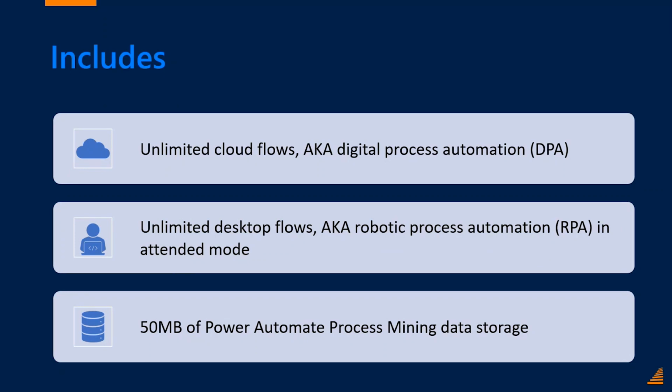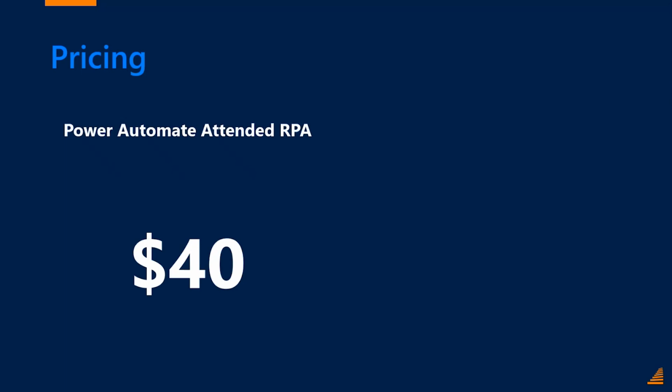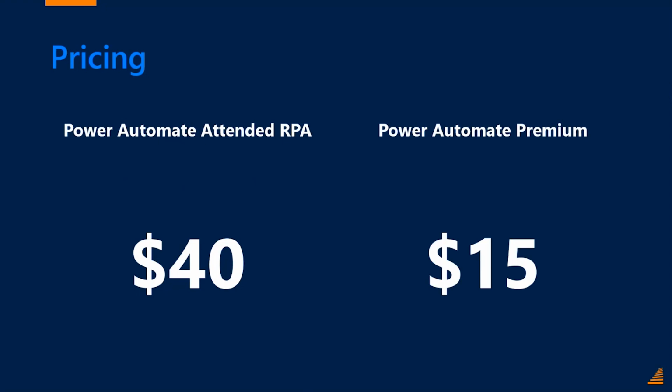look at that again. But the pricing for Power Automate Premium, so it's got these new things in. They've added process mining, they've combined these other bits. So for Power Automate Attended RPA, the pricing was $40 per user per month. For Power Automate Premium, the price is $15 per user per month. So they've bundled some things together, added in some new capabilities, and dropped the price quite significantly.